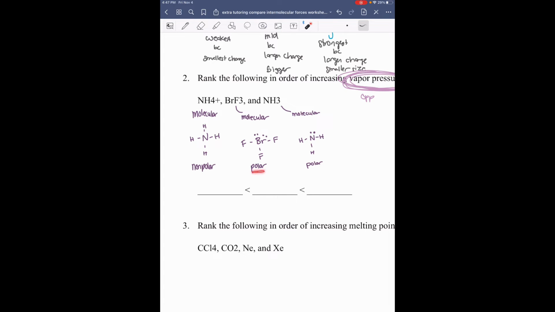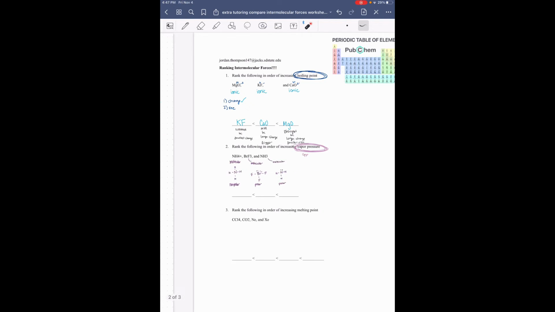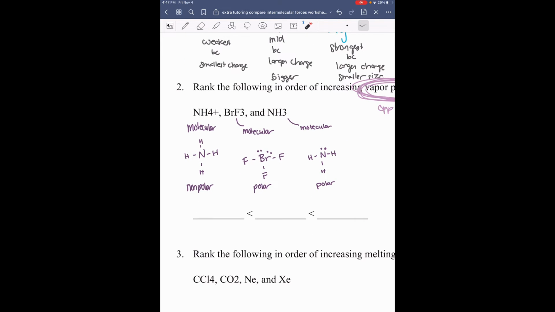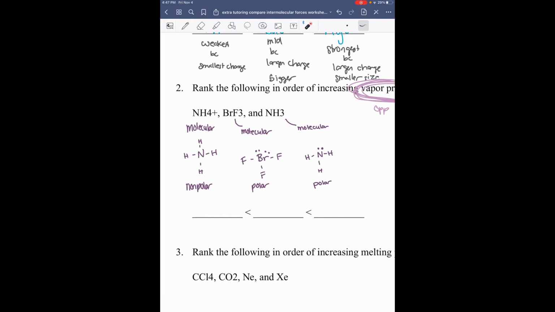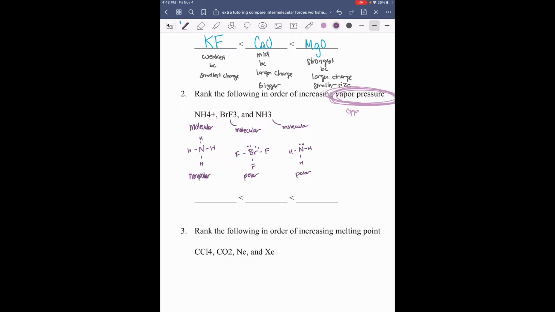So remember, when you're looking at polar molecules, you have to check for hydrogen bonding. So one of these is probably hydrogen bonding if we're comparing two polar molecules. So what are our requirements? It must be polar, which both of these are. Then we have to see if hydrogen is bonded to a freak of nature. So here's the only one where we have hydrogen bonded to a freak of nature. We have hydrogen bonded to an N, and this is then hydrogen bonding.